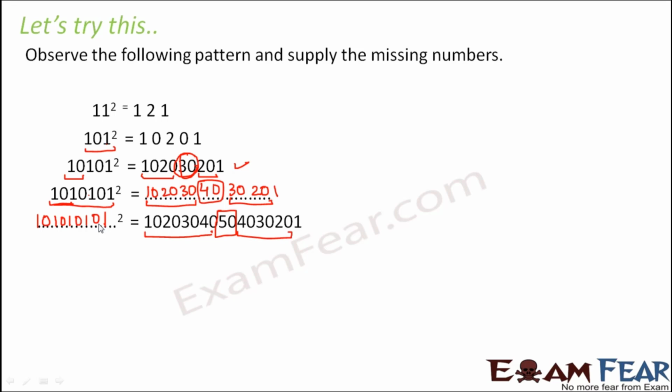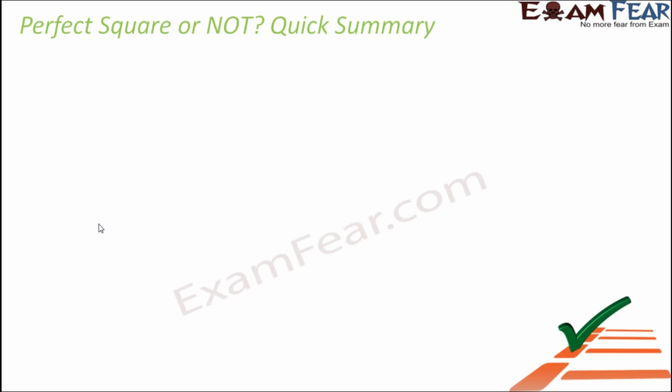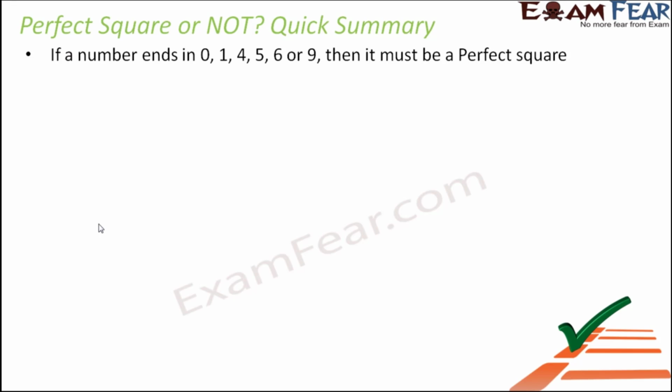given in the pattern. So now based on whatever we have learned about perfect squares, mostly the properties of perfect squares, how do we distinguish which is a perfect square and which is not, let us have a quick summary. So this summary will actually help you to distinguish or identify which number is a perfect square and which number is not. So first thing is, if the number ends in 0, 1, 4, 5, 6 or 9, then it must be a perfect square. So this is one very easy way of determining whether a number is a perfect square or not.